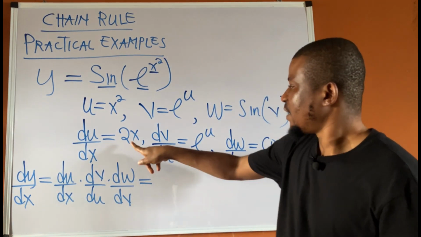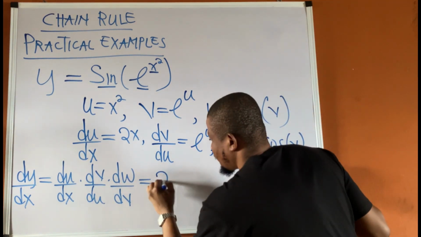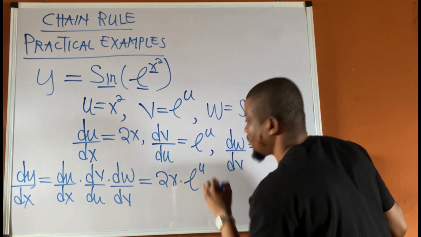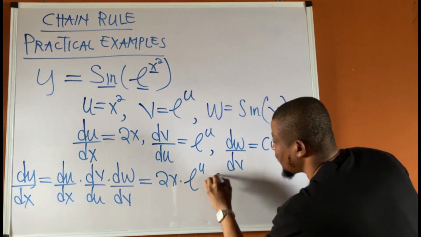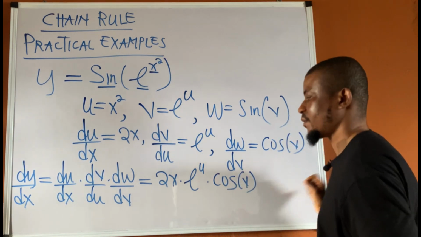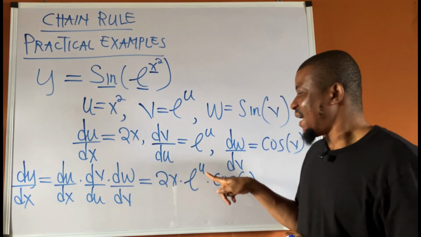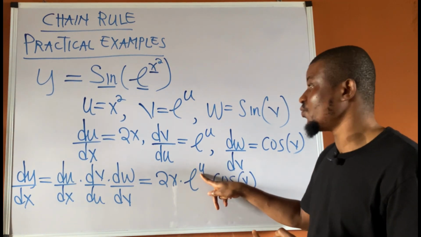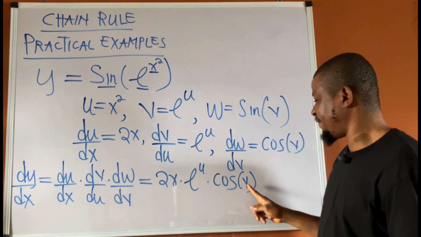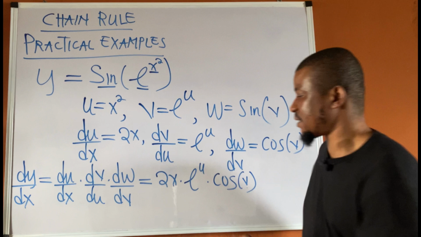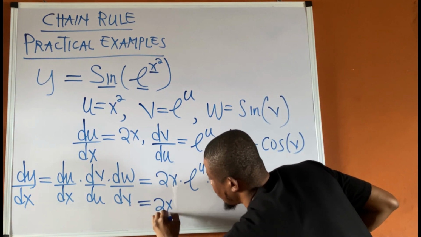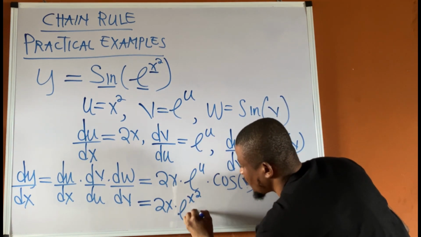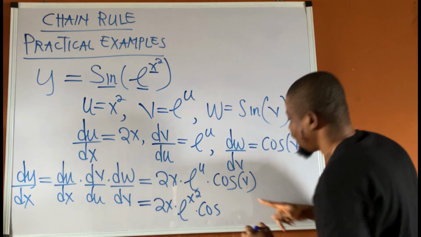And this will give us du/dx is 2x, dv/du is e^u, dw/dv is cos v. Alright, but remember, I started these functions with x. They should go back to functions of x. So this u, I'll have to convert it to be a function of x. V, I also turn it to be a function of x. So if I go here, this is 2x, e^u, u is what? x squared, cos v. V is what?